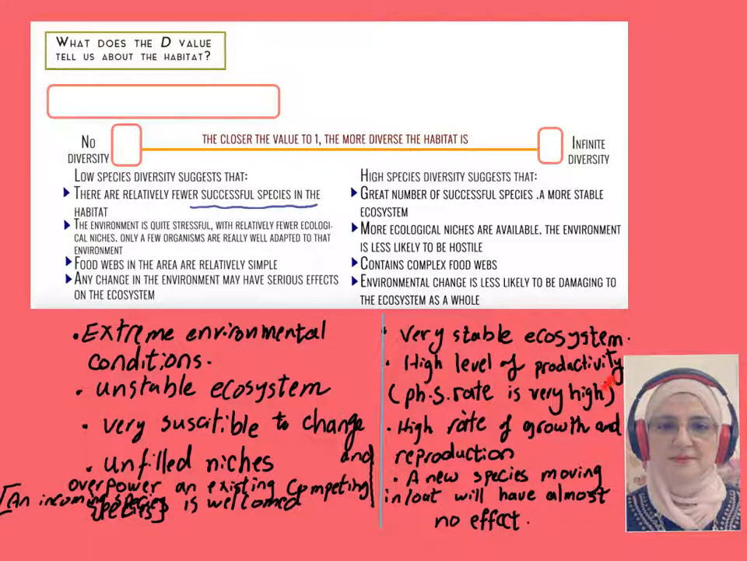They have a high level of productivity. The rate of photosynthesis will be very high. So the rate of growth and reproduction of all living organisms there will be very high. Here, introduction of new species into that ecosystem will almost have no effect.